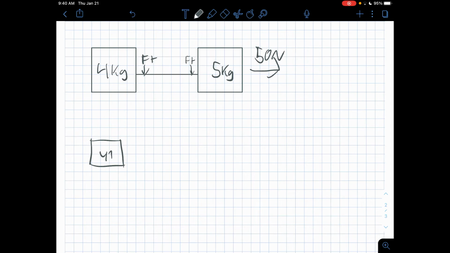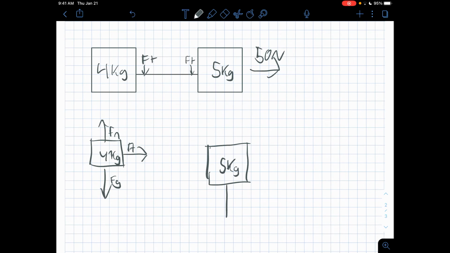So the first one is 4. It has gravity, the normal force, so Fn. And it has Ft here. So it has 3 forces applied on it. The second box is the same story. 5 kilograms. It has force of gravity, the normal force, and it also has the force of tension, but it's going the other way, as you can see up in the diagram. The force tensions are in opposite directions of each other.